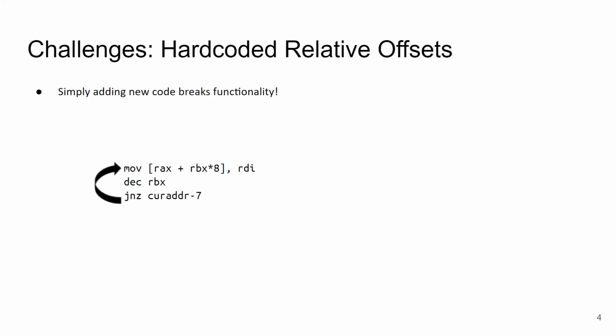So what are the challenges in rewriting binaries? Well, binaries lack abstractions and have a very rigid structure due to hardcoded offsets. Consider this code snippet, for example, where the jump instruction has a hardcoded offset that points to the jump target, the move instruction. If we were to simply insert new code, this breaks functionality as the jump no longer points to the intended target and breaks binary semantics.